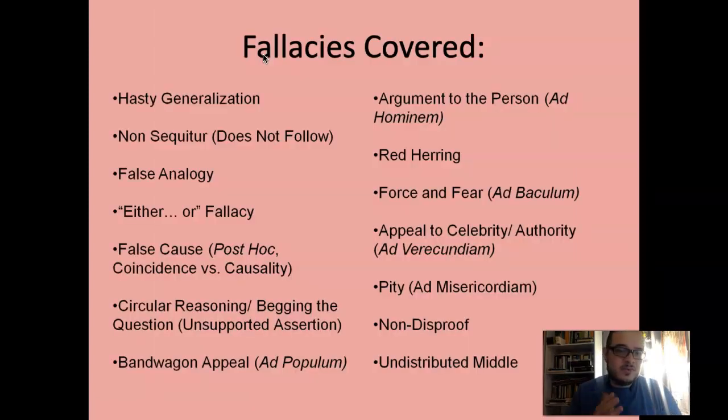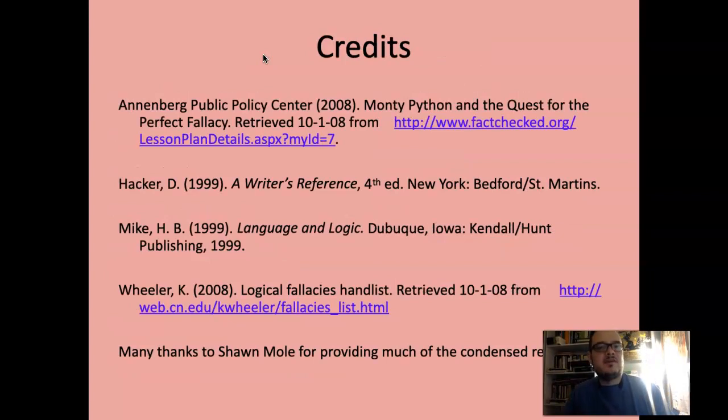So these are the fallacies we covered today: hasty generalization, non sequitur, false analogy, either-or fallacy, false cause, circular reasoning, bandwagon appeal, argument ad hominem, red herring, force and fear, appeal to celebrity, pity, non-disproof, and undistributed middle. And guys, there are at least 100 other logical fallacies. I'm going to give you a list below in Canvas to help you with this. These are just some of the most common ones that I often see in papers.